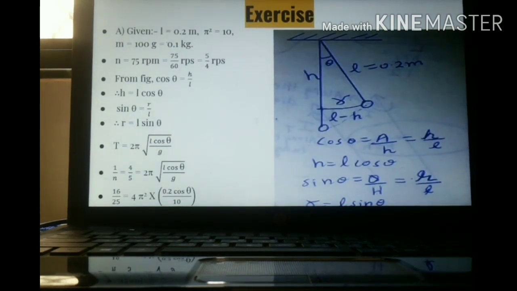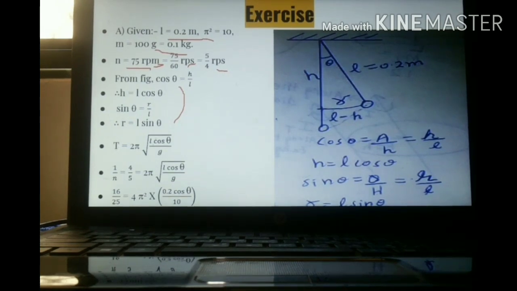Now we will be applying all the given terms. The number of revolutions is 75 revolutions per minute. As it is per minute, we have to divide by 60 seconds in order to convert it into revolutions per second. So 75 upon 60 RPS is equal to 5 upon 4 RPS. From the figure, I have already explained. We have to find out the time period.